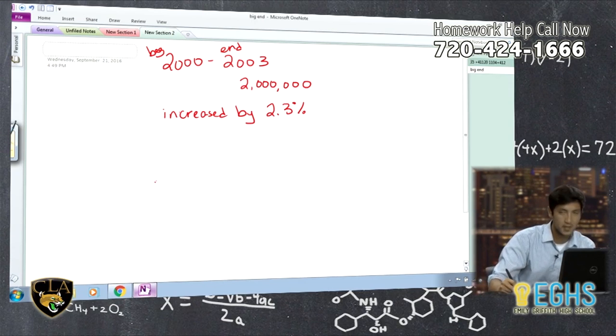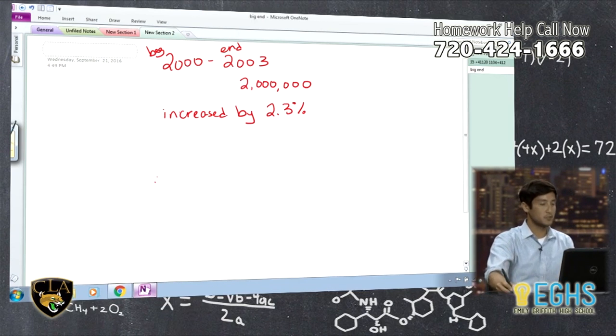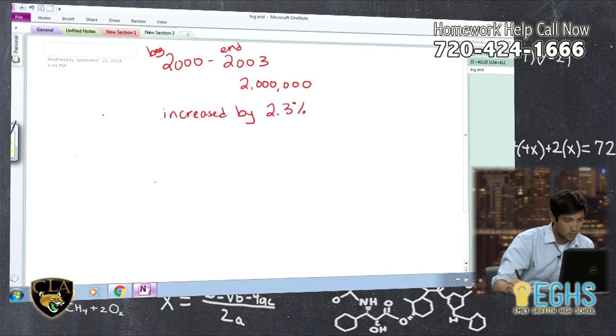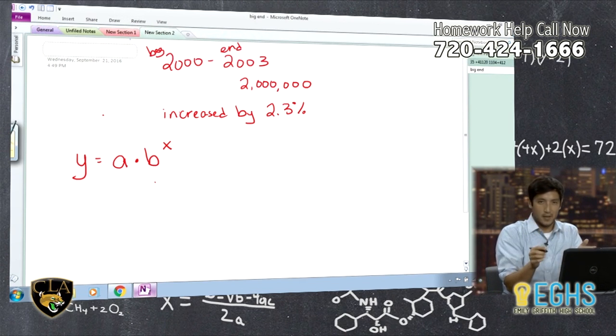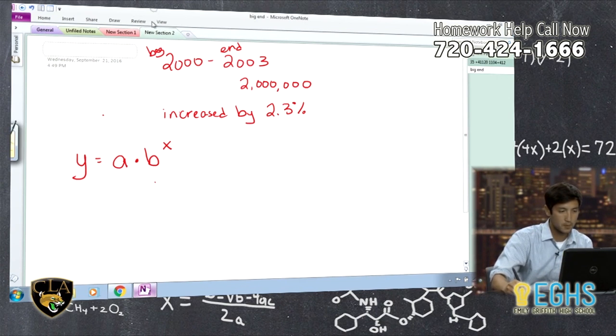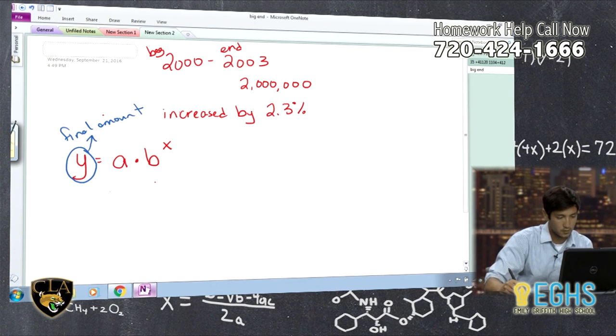So this is an exponential question. What we need to first talk about is the form of an exponential equation. I typically write it as y equals a times b to the power of x. Talking about what these components mean really helps. If you feel like you're sometimes lost in these exponentials, think about what these components mean. Y is your final amount, in which case a is going to be your starting amount, your initial.